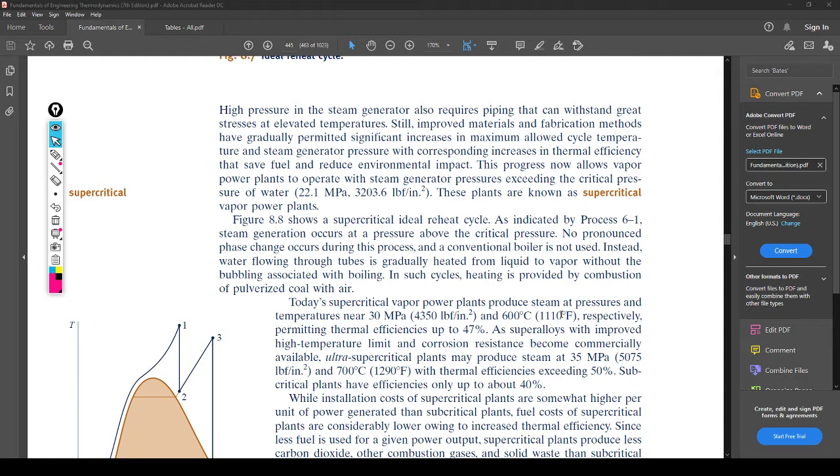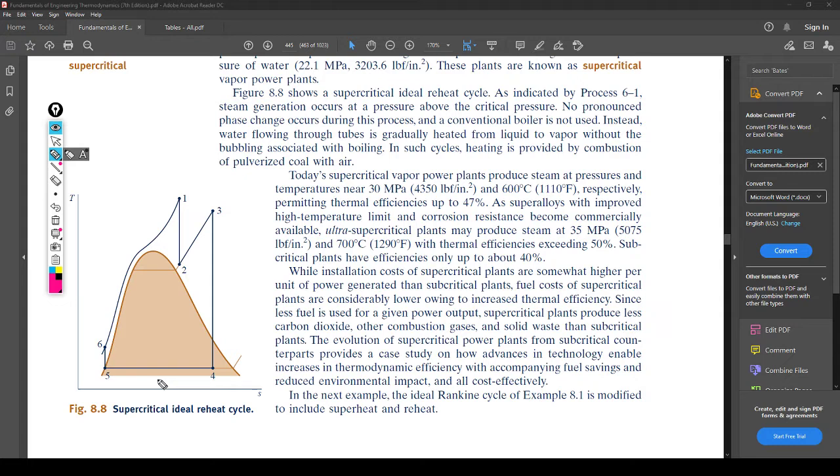This progress now allows vapor power plants to operate with steam generator pressures exceeding the critical pressure of water, which is 22.1 megapascals or 3,203 psi. These plants are also known as supercritical power cycles or vapor power plants. So this right here is supercritical. Essentially what the difference is that you see this chart here. This right here, if you know your calculus, is called the critical point, right? The top, where the slope is 0. That is the critical point. And we are surpassing that. We are going above this critical point of water.